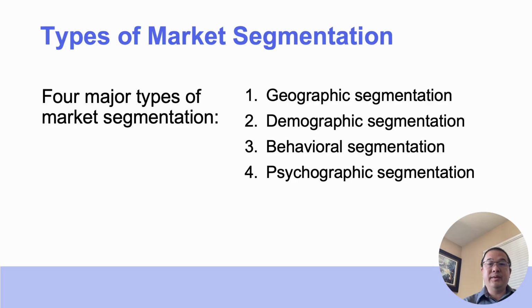Number three, behavioral segmentation. How the customers behave. This divides customers based on their buying behavior or product usage. So the common variables are purchase frequency, brand loyalty, benefits sought, usage rate, buying occasion. Number four, psychographic segmentation. How customers think. This divides customers based on their lifestyle, personality, interests, values, or social class. Common variables are lifestyle, personality, values, interests, and social class.